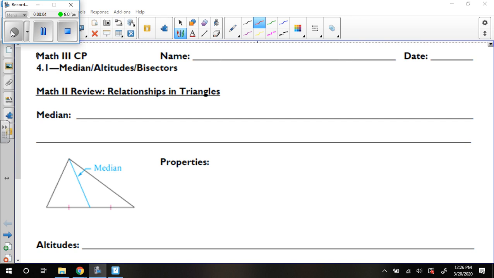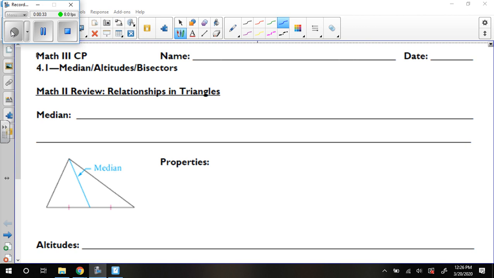Okay, we are starting a new unit today that deals with triangles and quadrilaterals. Today we're going to talk about triangles and some segments that can be in those triangles, including medians, altitudes, and angle and perpendicular bisectors. Okay, so you did learn about some of these in Math 2.